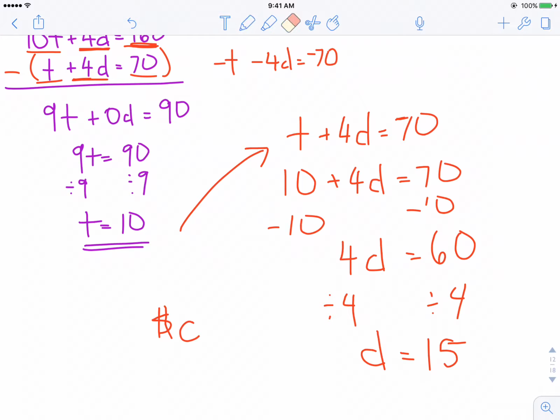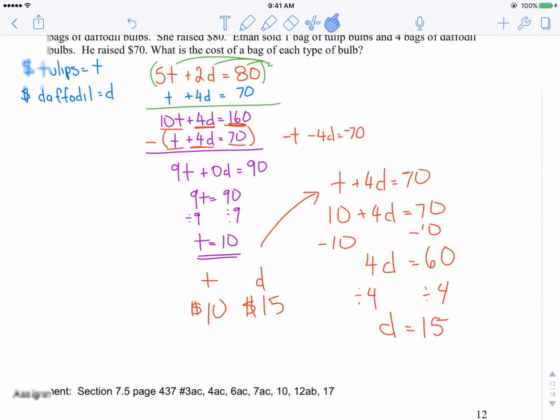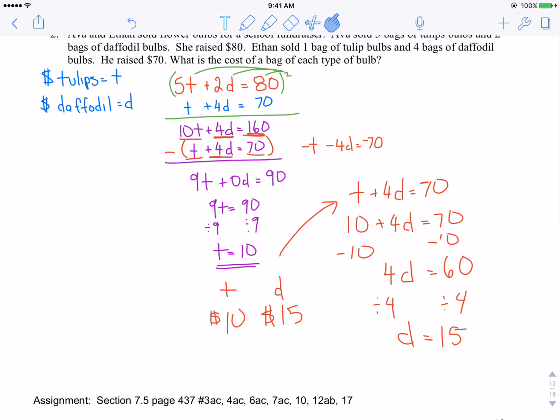And our tulip bags cost $10. There we go. Questions are noted at the bottom of the page. And remember, the only way that you can become really good at manipulating these equations to solve for variables using elimination is to practice, practice, practice.